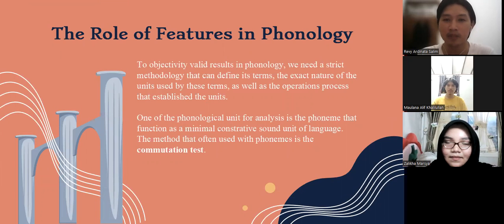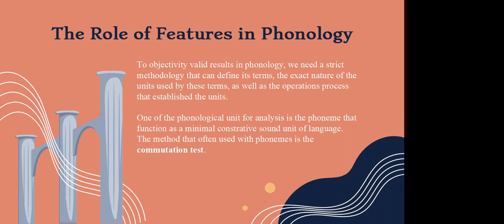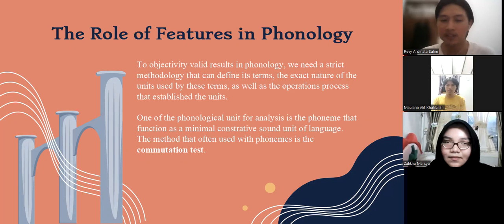The first one is going to be explained by me: the role of features in phonology. To obtain valid results in phonology, we need a strict methodology that can define its terms, the exact nature of the units used by these terms, as well as the operation process that establishes the units. One of the phonological units for analysis is phonemes that function as a minimal constructive sound unit of language. The method that is often used with phonemes is the commutation test.